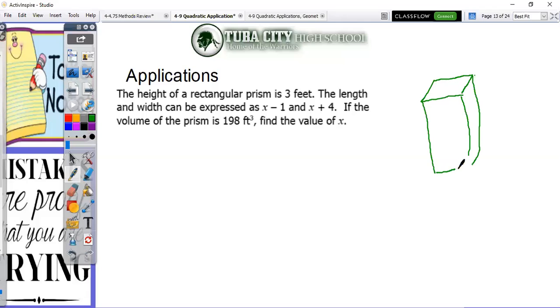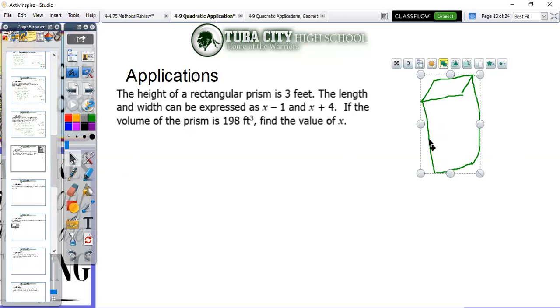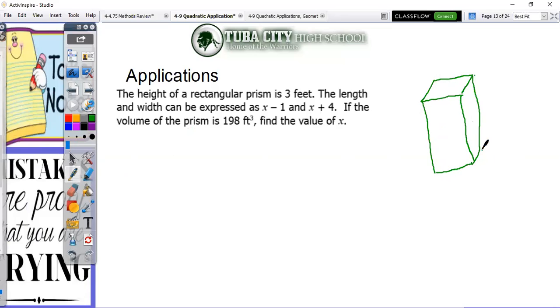So it probably looks something like this. In fact, let's see if I can draw this extra. Not the best, but again, you don't have to be the best drawer. You just have to do something so that you get something that you can work with. So we have width, length, and height of this thing here. The length and width can be expressed as, so it says here, length is x minus 1. And the other side here is x plus 4.